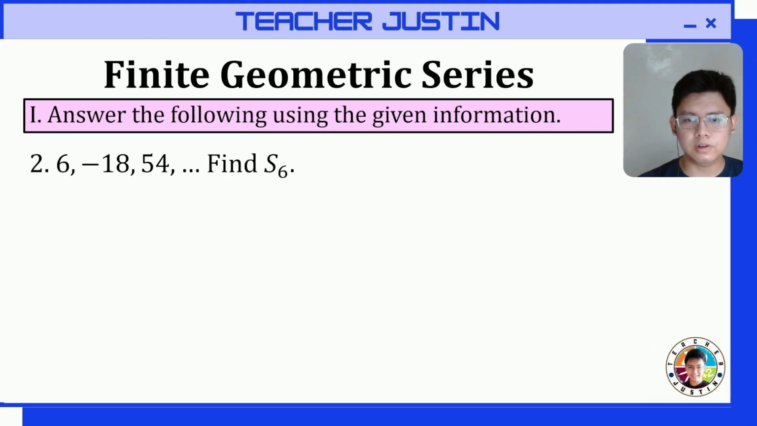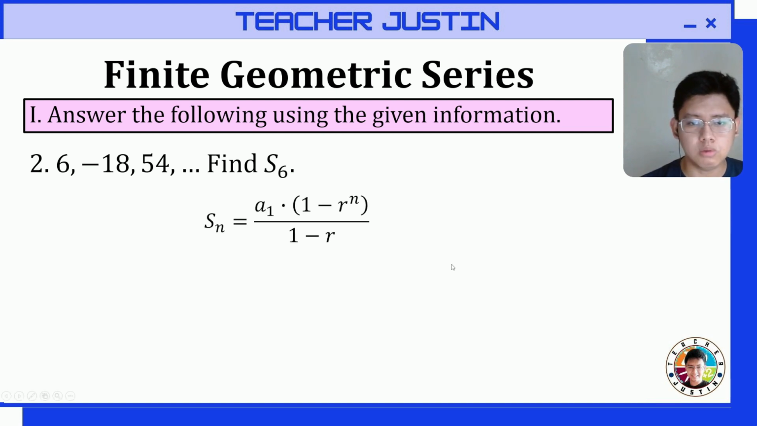Okay, let's find the sum of the first 6 terms of our geometric sequence. We have here 6, negative 18, and 54, and so on and so forth. Since we're asked to find the sum of the first 6 terms of this geometric sequence, we're going to use the formula S sub n is equal to the first term, a sub 1, times the quantity 1 minus r raised to n all over 1 minus r.